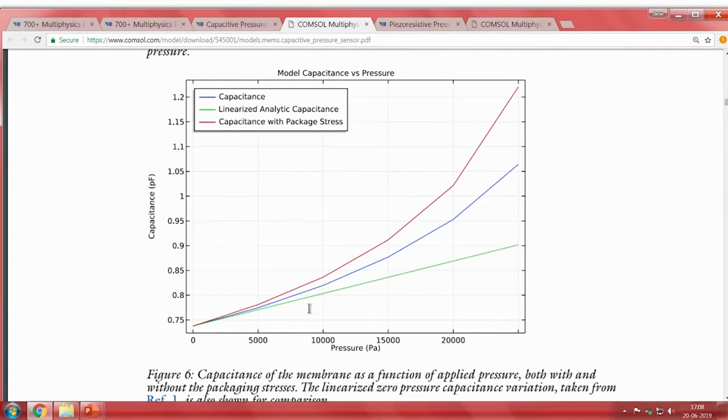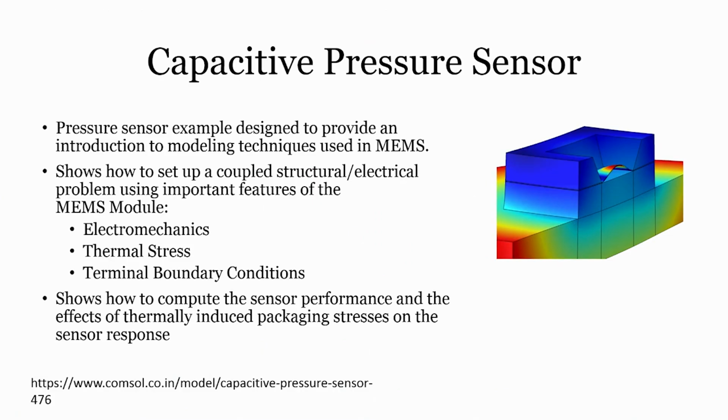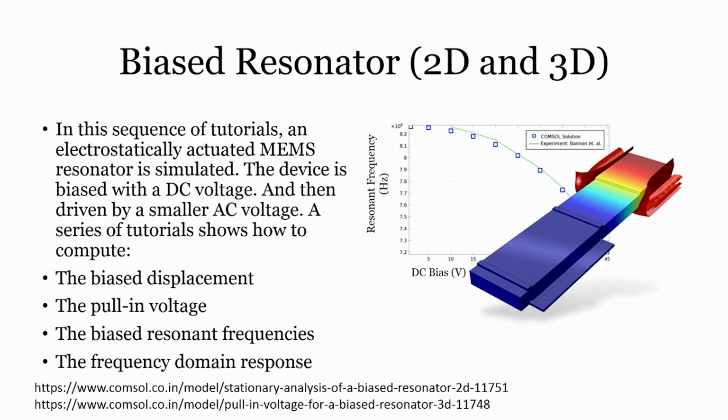So you can see over here, as you go on applying the pressure, the capacitance is non-linearly increasing. Okay. So this is how you can model the capacitive pressure sensor models. Then we have biased resonators. So this is also available in COMSOL, you can understand that.